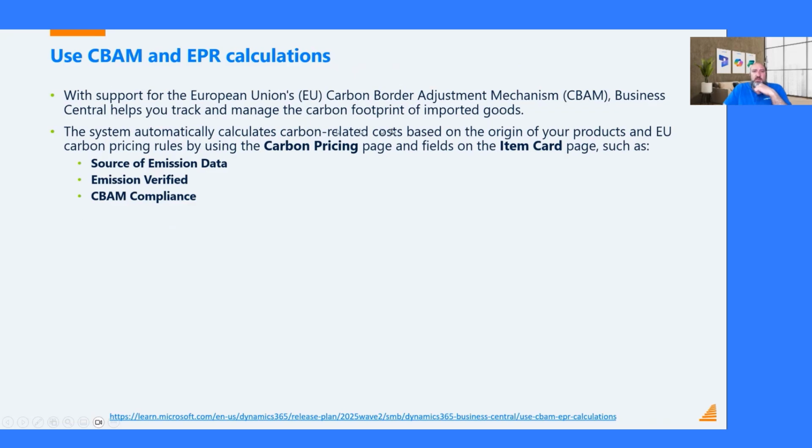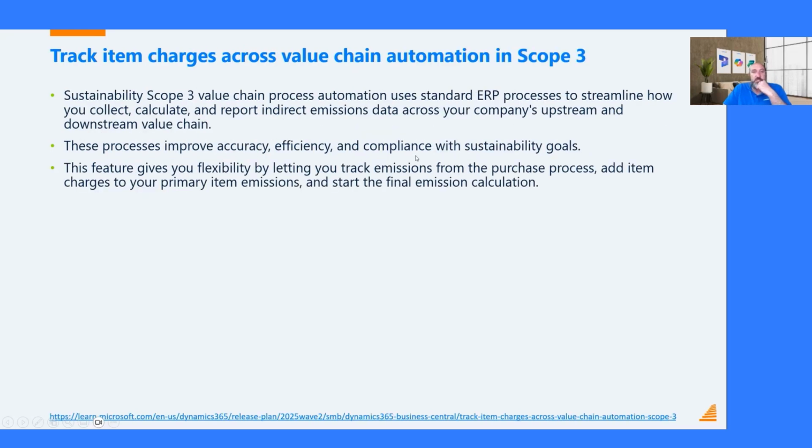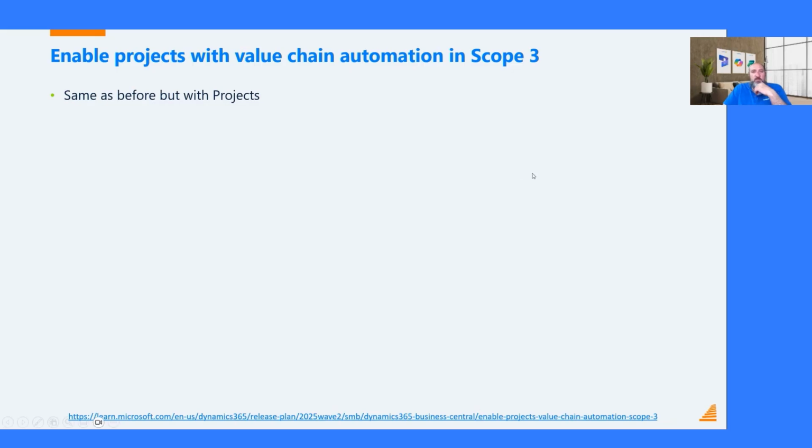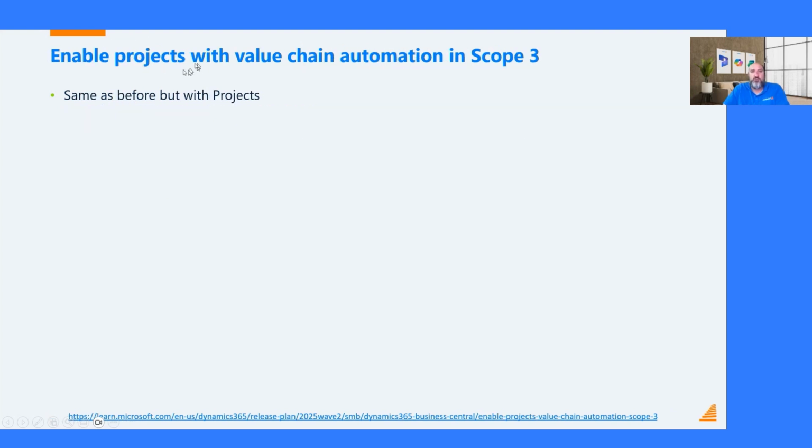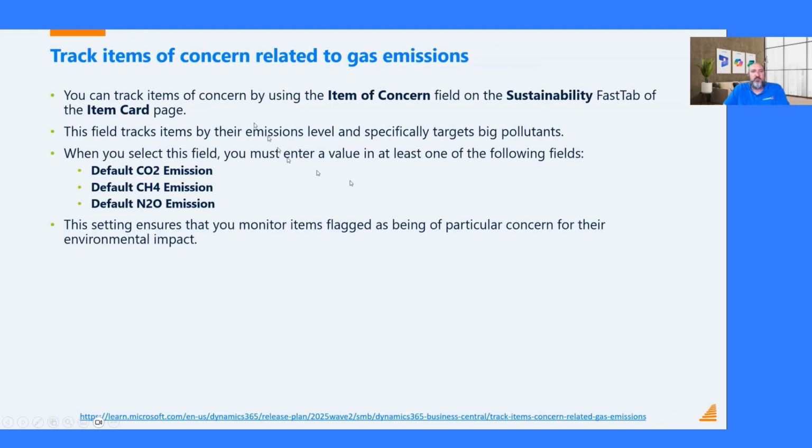There is now the ability to do carbon border adjustment mechanism reporting and ERP calculations, and track item charges across the value chain automation. So for the different types of item charges, you can say what type of CO2 emissions was related to that. And that is both for item charges as well as for projects. You can do the same thing on both of them.